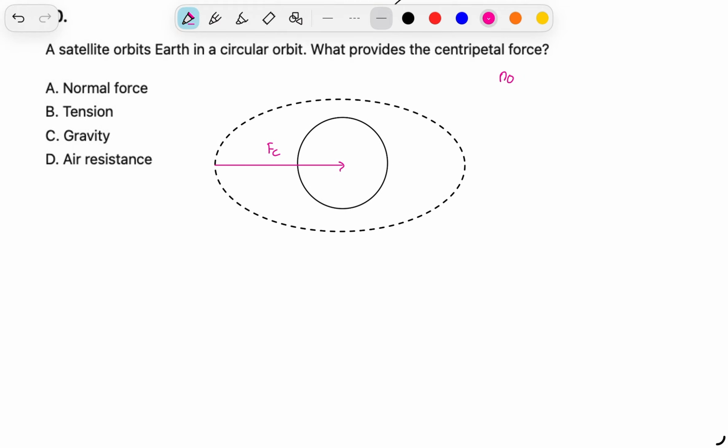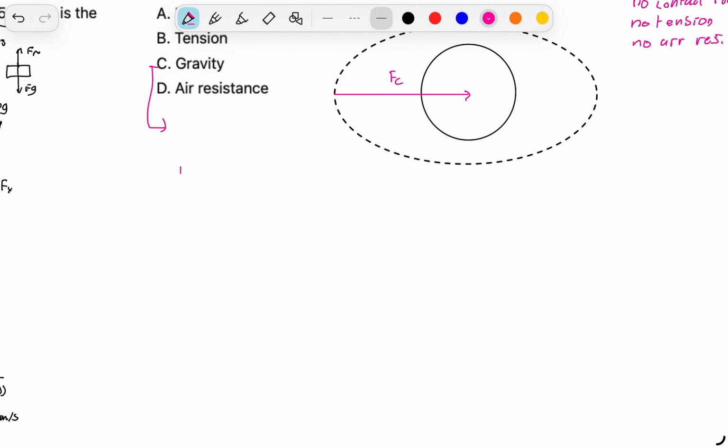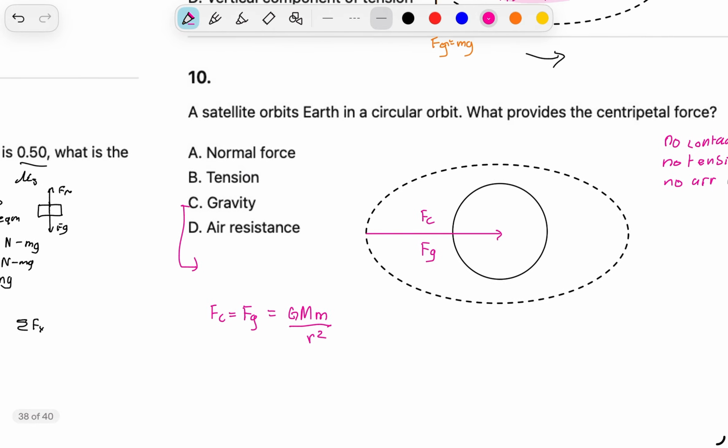So in this situation, you have no contact forces, you have no tension, and you have no air resistance. So you should know that it's gravity that pulls the satellite toward the center, because Fc is going to be equal to your force of gravity. And you have the equation that your gravitational constant times your first mass and your second mass divided by the radius between them squared is going to be your equation that describes this. So your answer is going to be C.